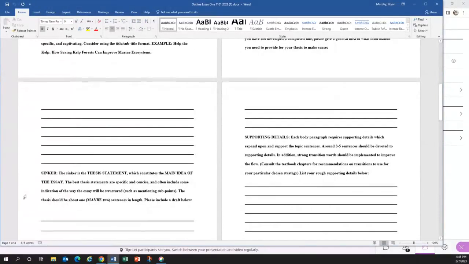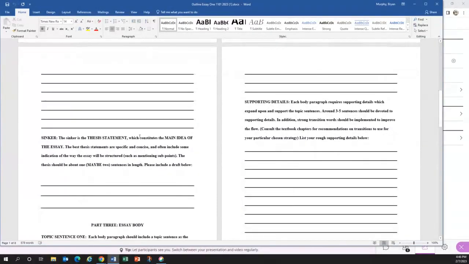Then comes the sinker. The sinker is the thesis statement, which constitutes the main idea of the essay. The best thesis statements are specific and concise and often include some indication of the way the essay will be structured, such as the mentioning of subpoints. The thesis should be one, maybe two sentences in length. Please include a draft. Now, I would like a working thesis statement. This is one thing on the essay that I would like you to have already sorted out. If you have a thesis going into next week, you're doing pretty good.